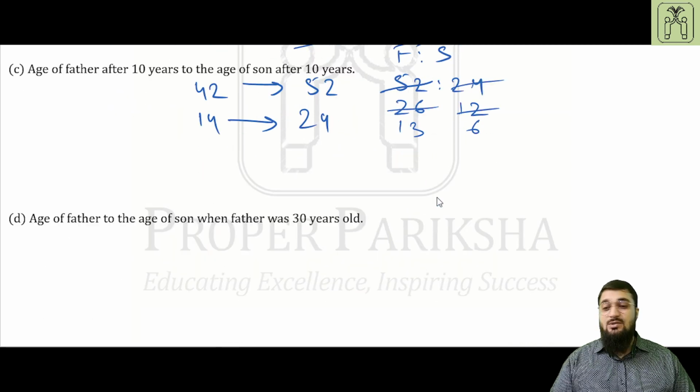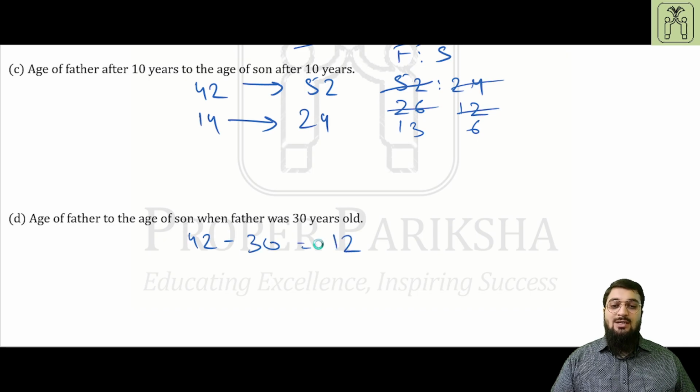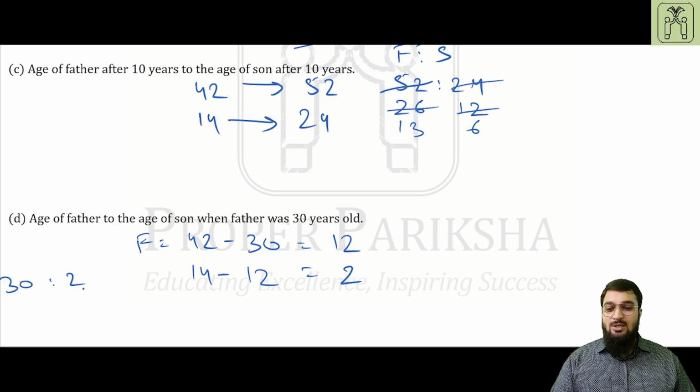Okay, one more part is there. Age of father to the age of son when father was 30 years old. That means that 42 minus 30 is equal to 12. That is minus 12 will be done on both of them. So the son will become 14 minus 12 and that is 2 years. So 30 is to 2 हमें करना है. 30 is to 2 will become 15 is to 1 and that will be the answer.